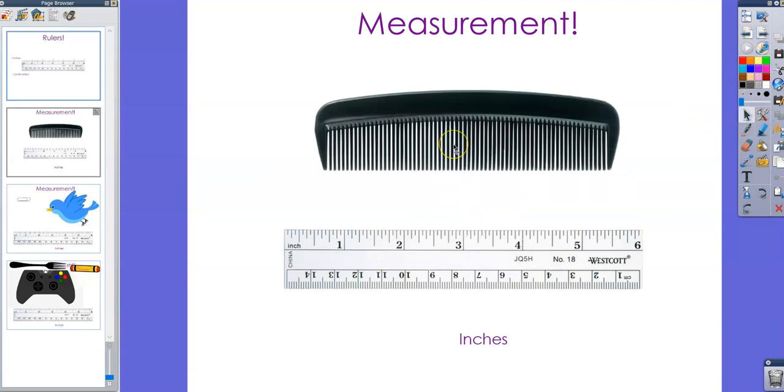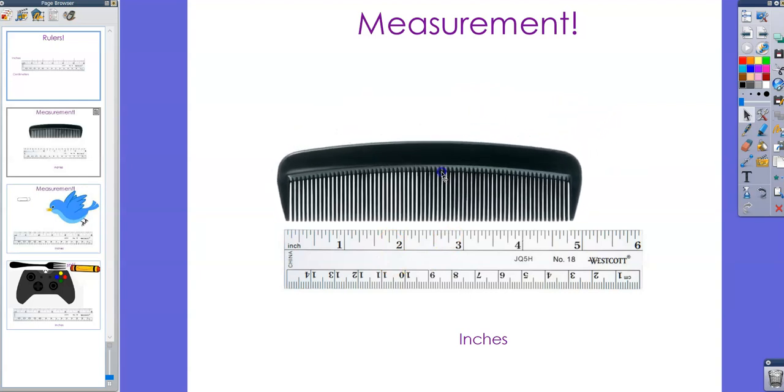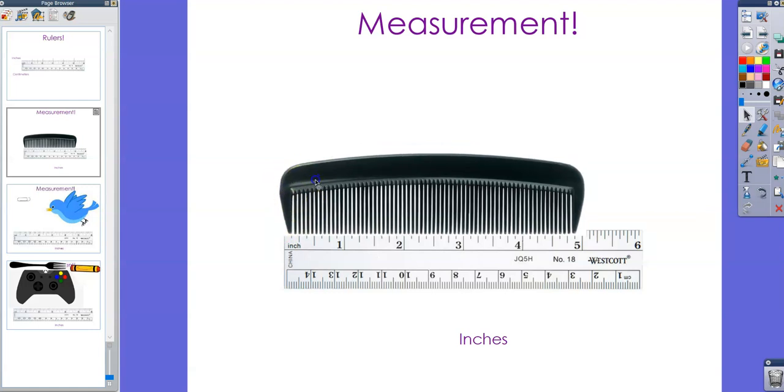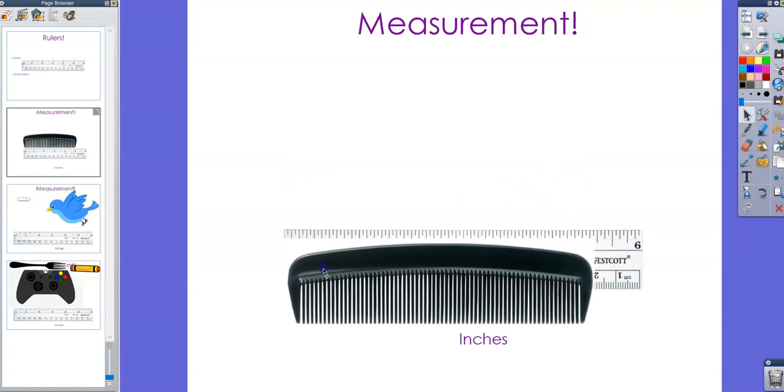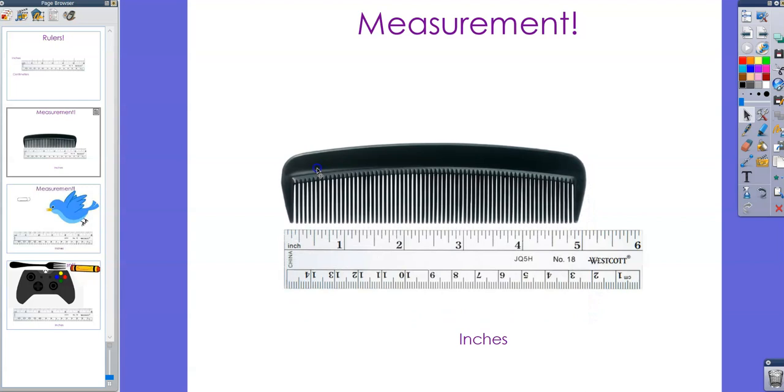When you're measuring, you take your object. Right now I have a comb and I have this ruler, and I need to make sure that my object is lined up very carefully with the end of my ruler. So I'm going to take my comb and line it up, and make sure that the end of the comb lines up exactly with this ruler. Basically right about there is where the end of my comb should be lining up with the end of the ruler.